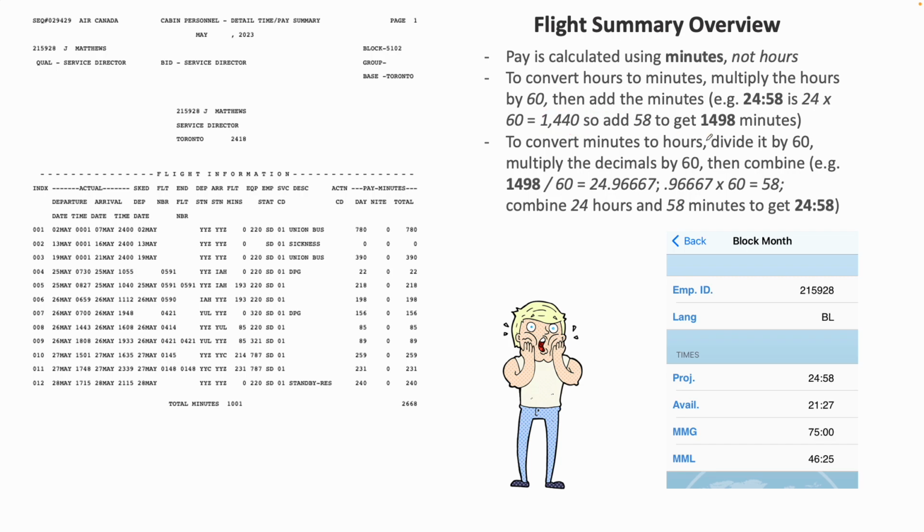To go the other way around and convert minutes into hours format, we divide the number by 60, multiply the remaining decimals by 60, and then combine them. So for example, when dividing 1,498 by 60, we get 24 hours, and then we get a decimal. In this case, the decimal is 0.96667. And to convert this into a number of minutes to be read, we take 0.96667 and multiply it by 60. That gives us a final number of 58. That would be the number of minutes to combine with the 24. So when combining 24 and 58, we get 2458 in hours minutes format.